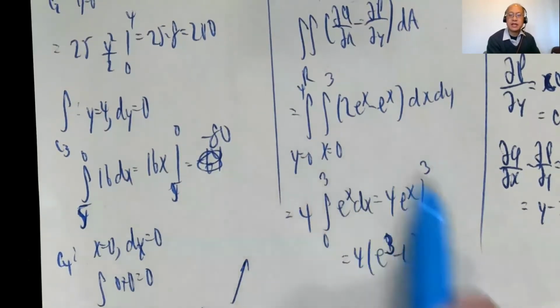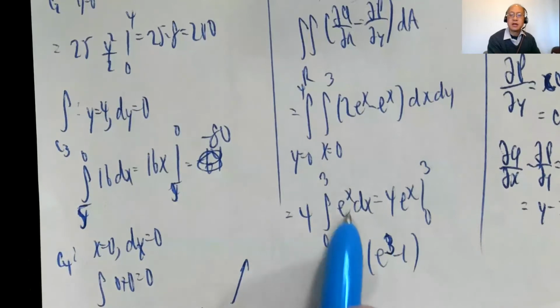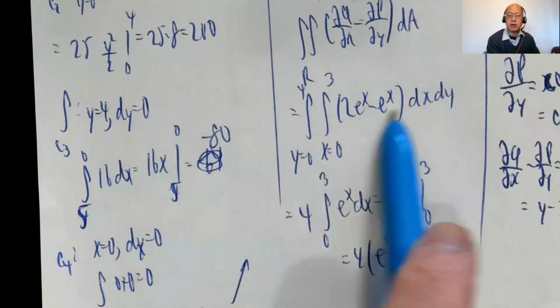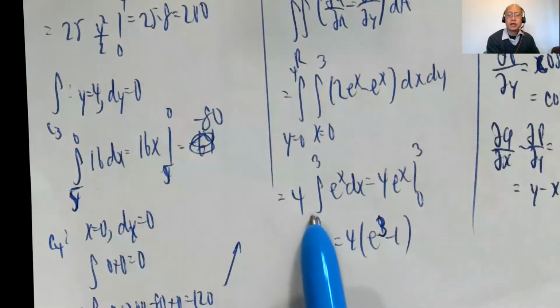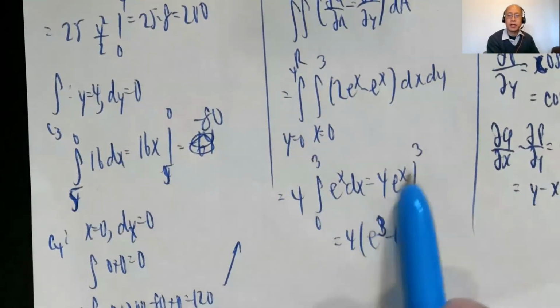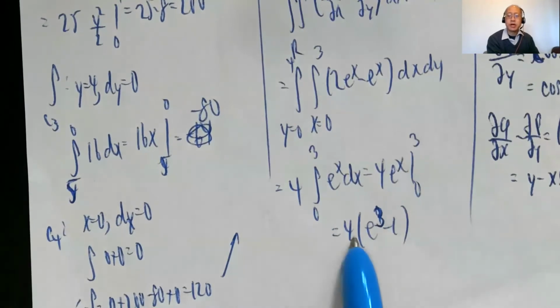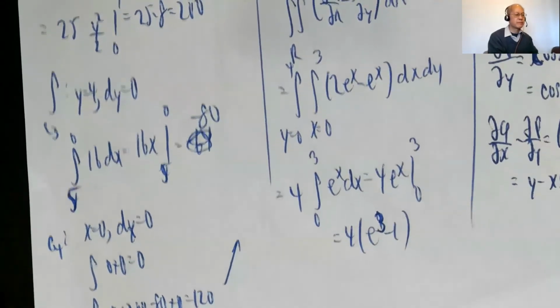So the integral of e to the x is e to the x. Oh, and yeah, this thing does not depend on y. So just take out the length of the interval if I go dx dy. So it's 4 times the integral of e to the x. So 4 e to the x from 0 to 3. So 4 times e cubed minus 1.